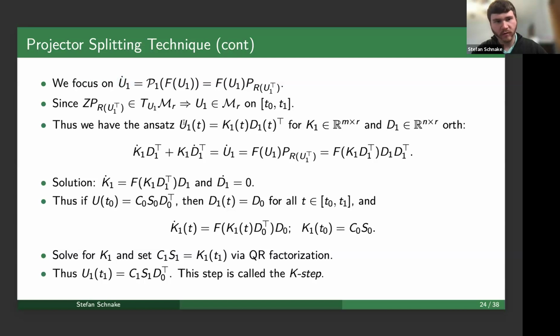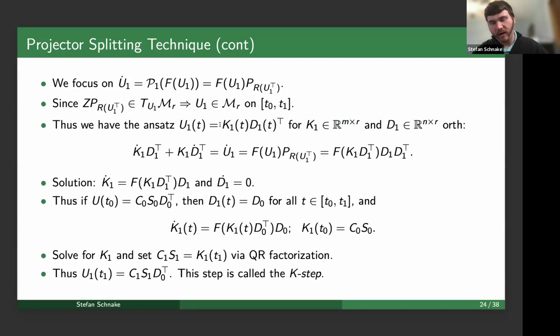And since we know it's rank R for all time, we can give it an ansatz. So we're going to give it an ansatz of a matrix K times a matrix D, where D is n by R and orthonormal, and K is just a generic n by R matrix. So this represents the degrees of freedom for this problem.